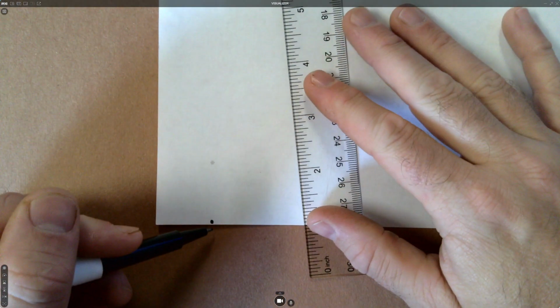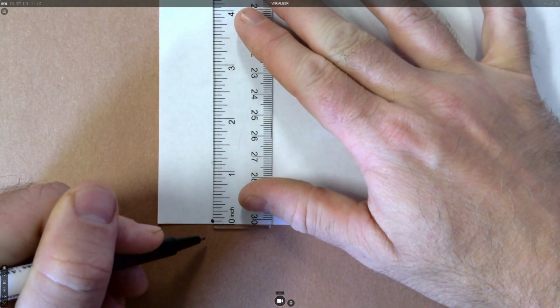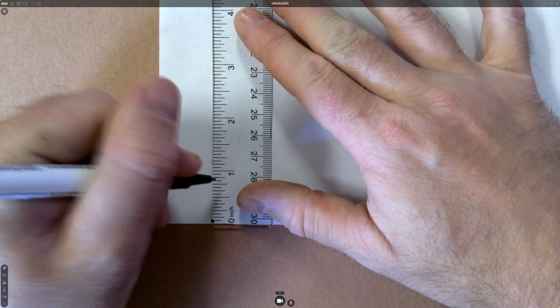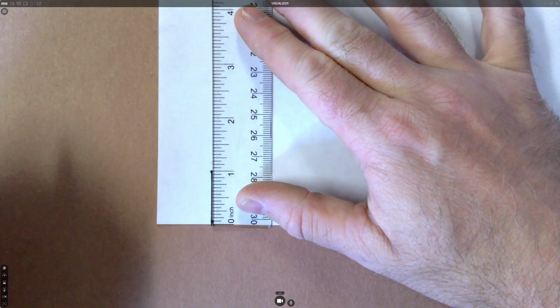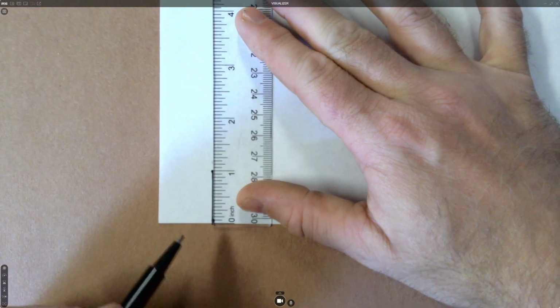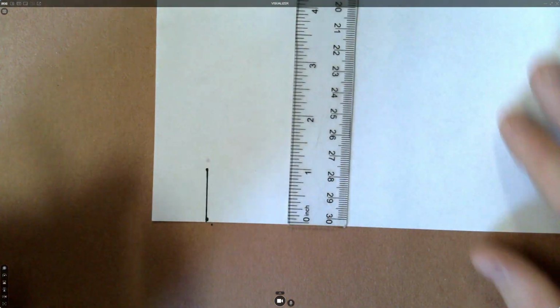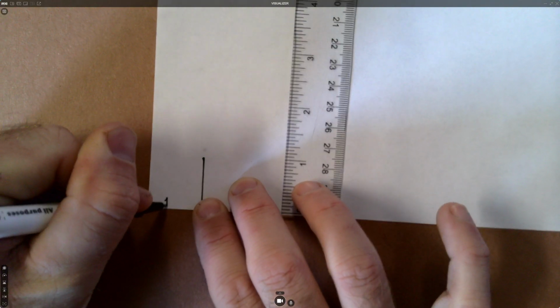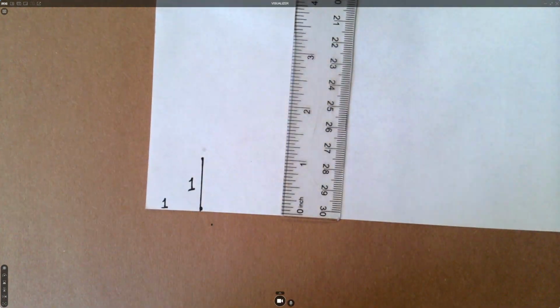Okay, so next, let's go from that mark, put 0 on the bottom of the paper. Now we're going to go up exactly 1 inch and make a straight line. So this is 1 inch and this is 1 inch. So the size relationship is that they're both exactly 1 inch.